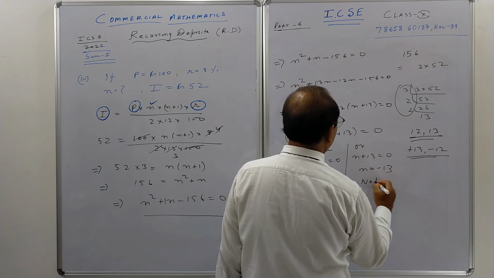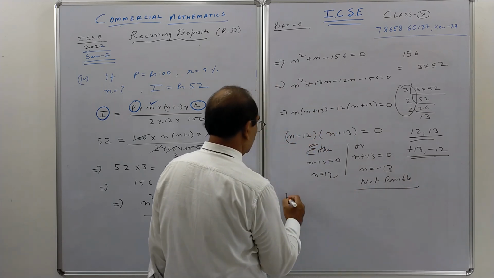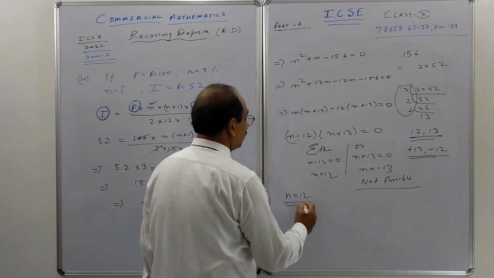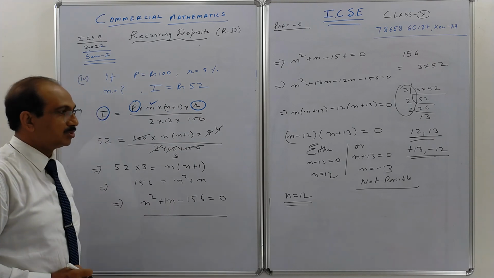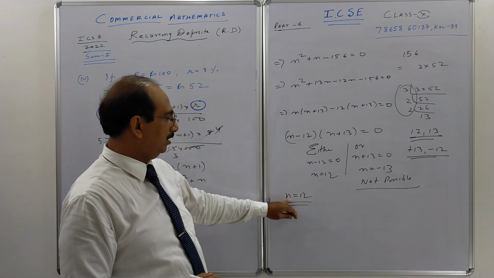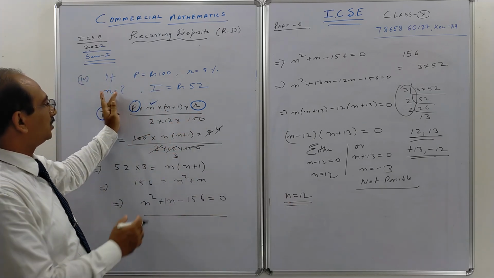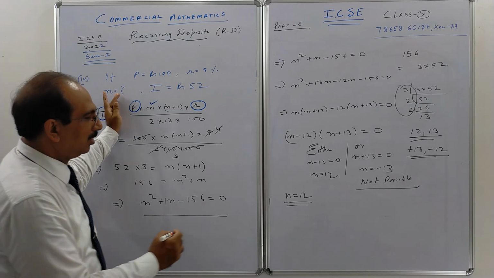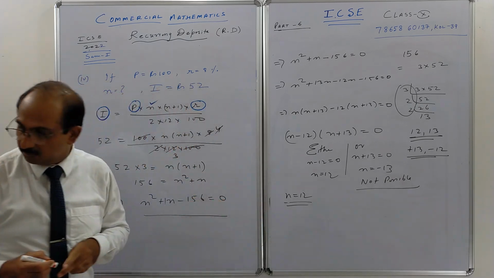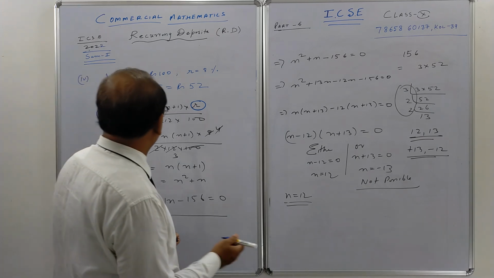This is not possible, children. A negative answer over here, negative time. So n is 12 over here. So you can verify also, children. You put n as 12 in this formula, you will get 52 rupees. If you want to verify, let me use a different color ink, to see whether my answer is right or not.